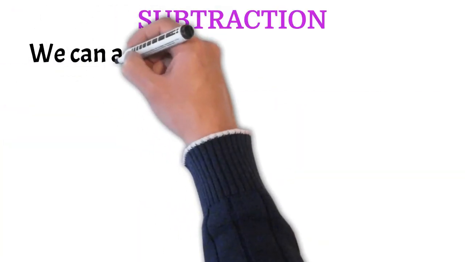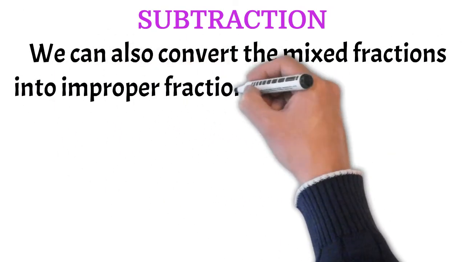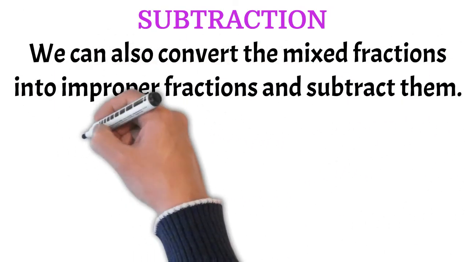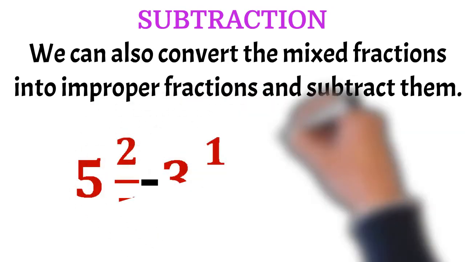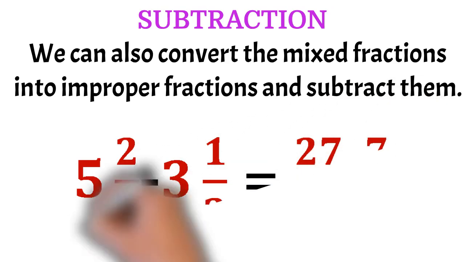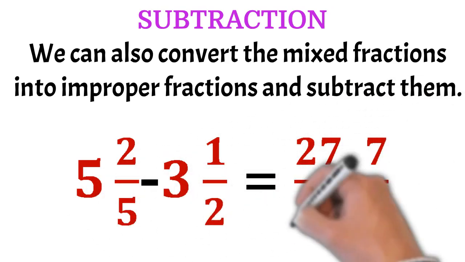Alternatively, we can also convert the mixed fractions into improper fractions and subtract them. For example, 5 whole 2 by 5 minus 3 whole 1 by 2 equals 27 by 5 minus 7 by 2.